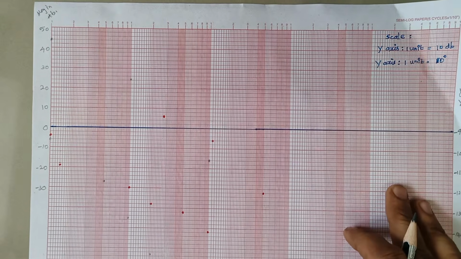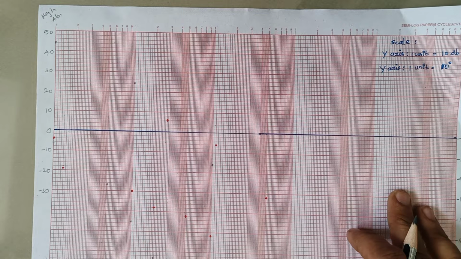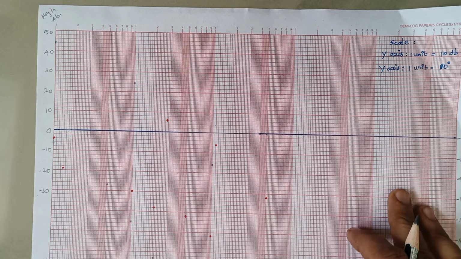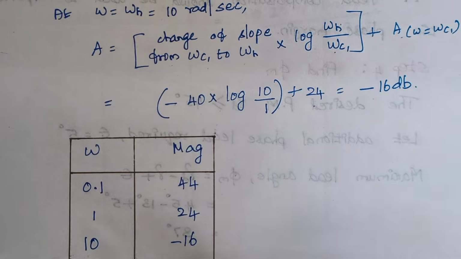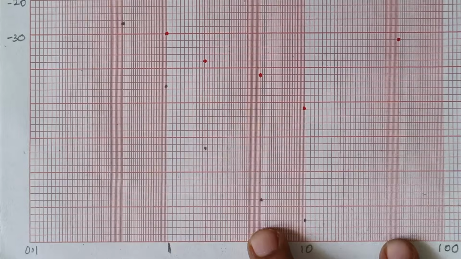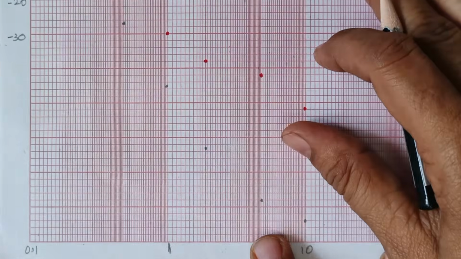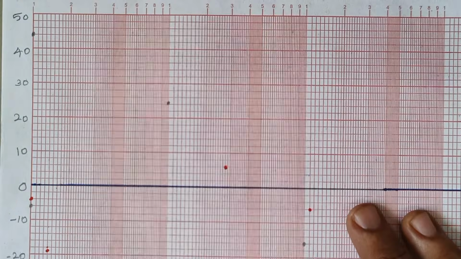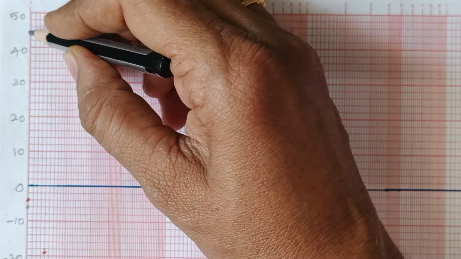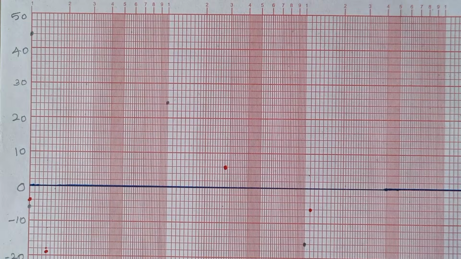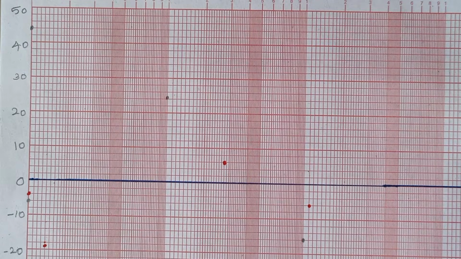The first step is we have to mark the points for the Bode plot, that is, first the magnitude plot. I hope you people know. These are the values: for 0.1 it should be 44, for 1 it is 24, and for 10 it is minus 16. Let me show you how to mark one point, that is 0.1 and 44. You see this is our 0.1 and I have to mark the value of 44. Here this is 40, so this is 42 and this is our 44. Likewise you have to mark the remaining points.